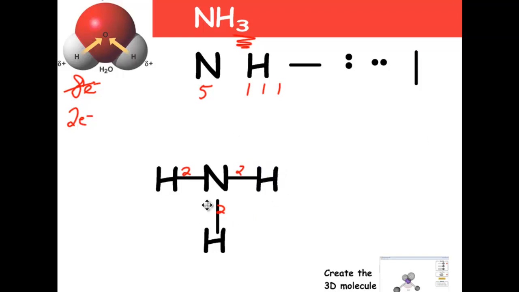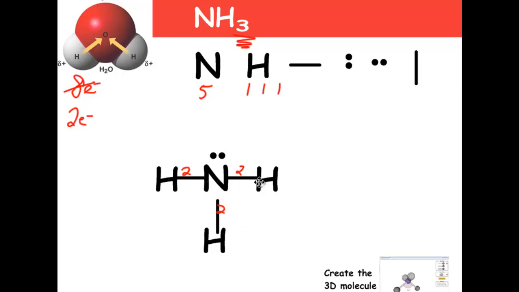But my nitrogen's not happy. Nitrogen has 2, 4, 6, it needs 2 more, and what luck, we have 2 in our bank. So we're going to grab 2 and draw them as unshared pairs of electrons. These are unshared. They're just going to hang kind of around the nitrogen for now. Meanwhile, the hydrogens are going to share 2 electrons each with the nitrogen.